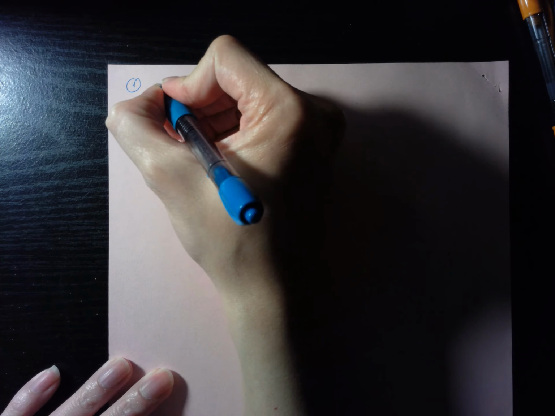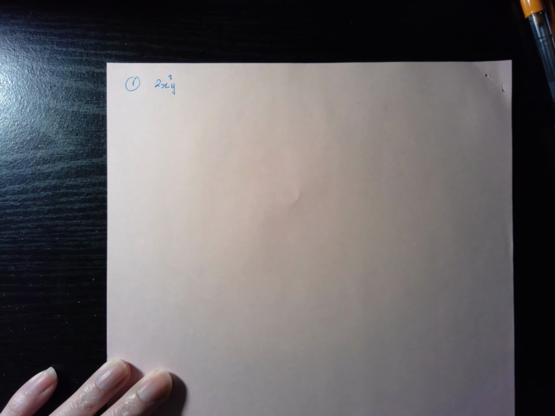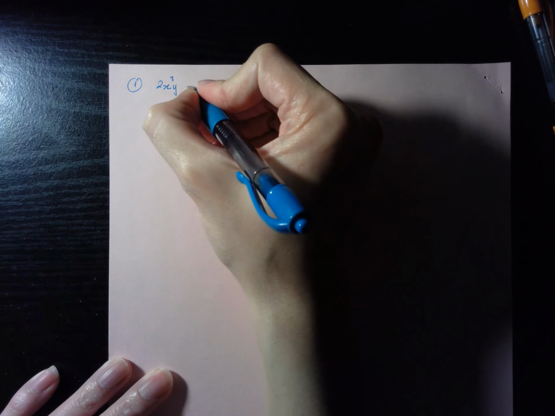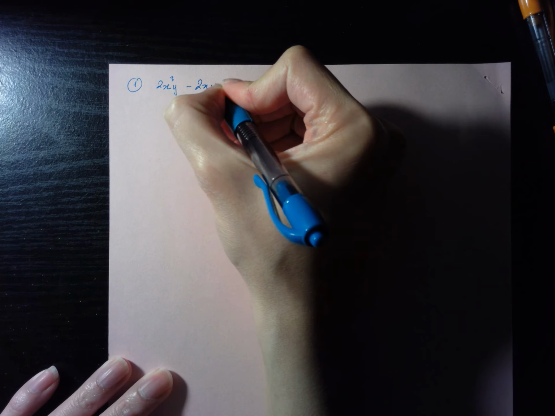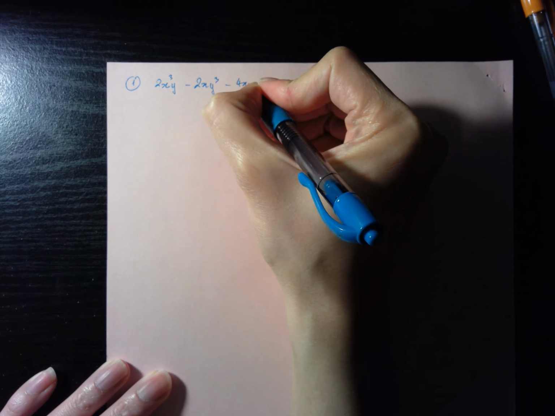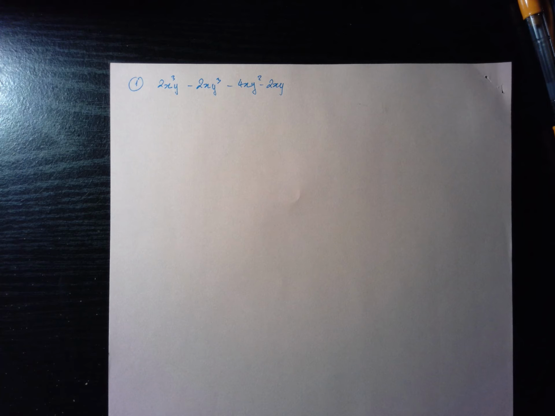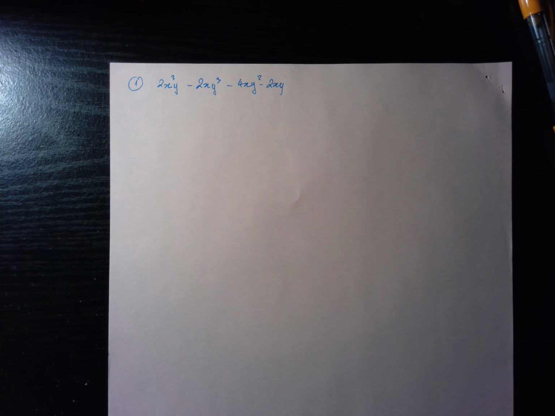So on the first assignment, I gave you the expression 2x cubed y minus 2x y cubed minus 4x squared minus 2xy. The problem wants you to factor the expression, and I already told you in class that every time the question asks you to factor, the priority is the GCF.